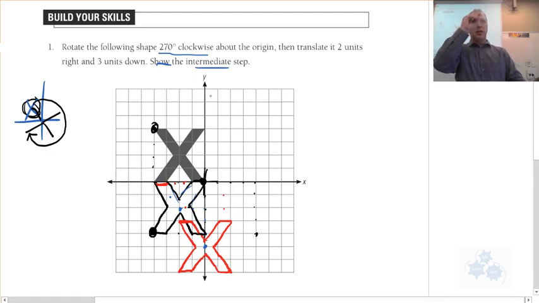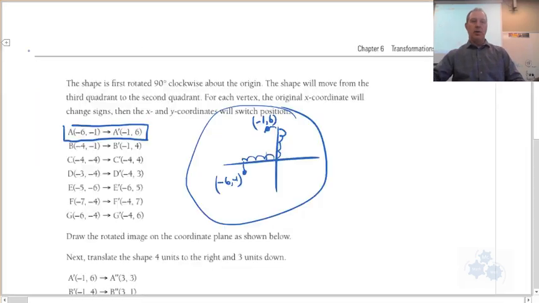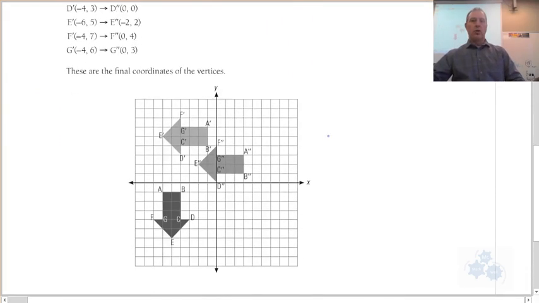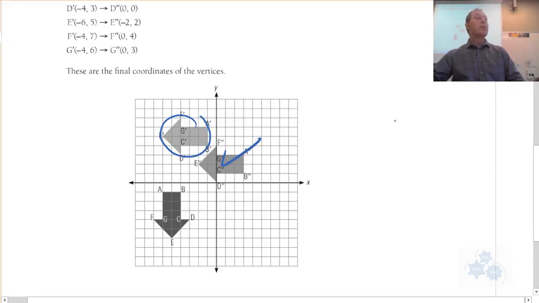And if you want to use like a little dotted line or just shade lightly with your pencil and then fill in the final version, that's great too. So just like in this last example, I guess they're saying, show the intermediate step. So there's an intermediate step and then there's the final, see? So show all the steps, yeah. Okay.